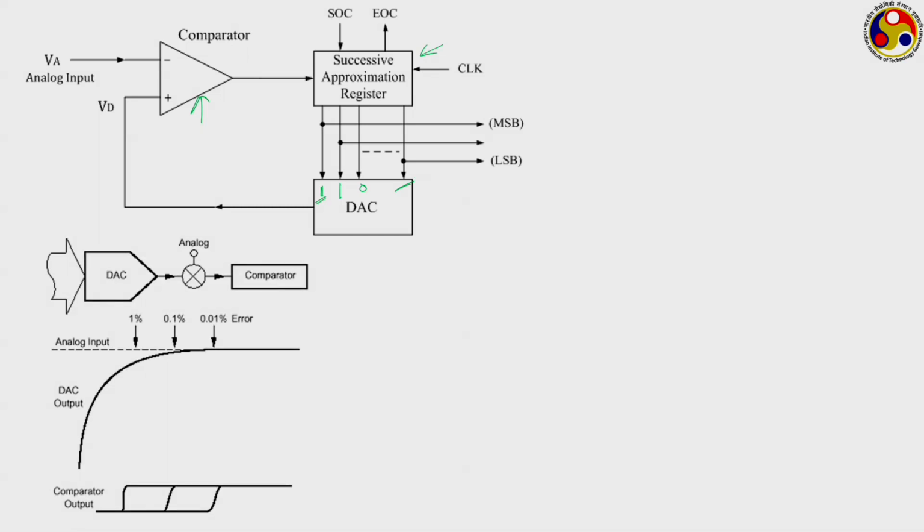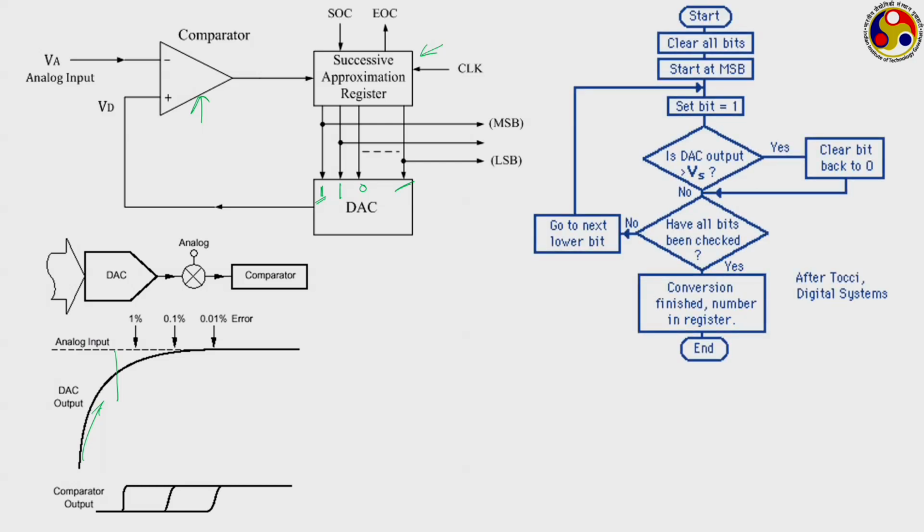You can think the DAC output keeps on changing like this. Your analog input is known, which is a constant, and the DAC output, when you set the most significant bit, makes a big jump, and then there are much smaller changes. Finally, we are going back to the analog input.